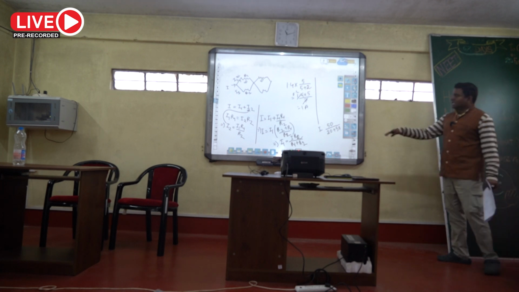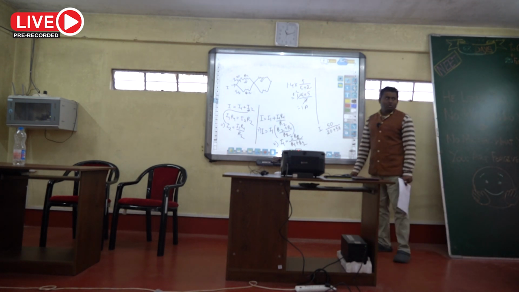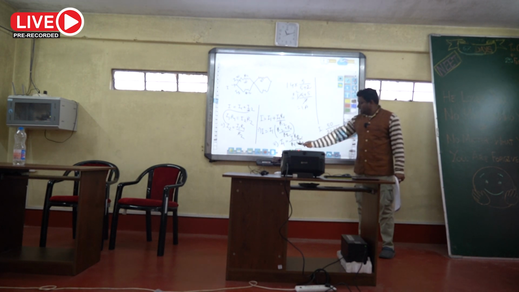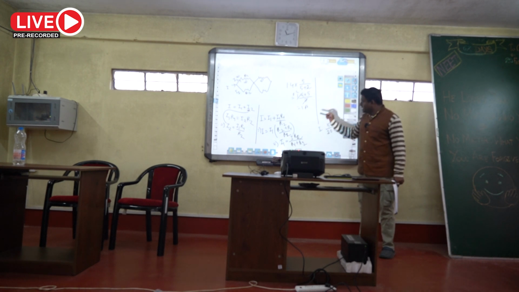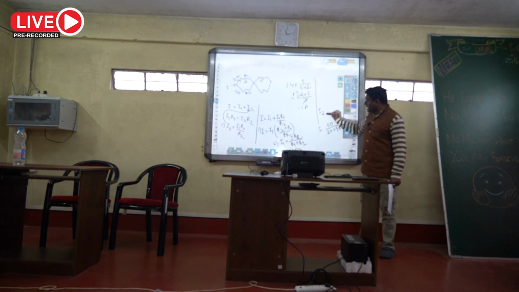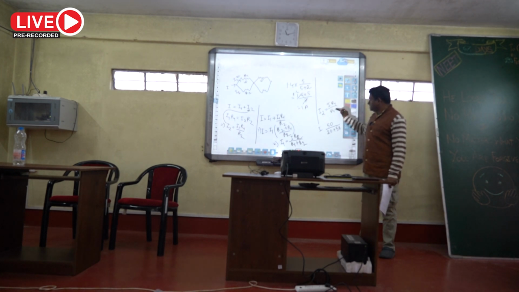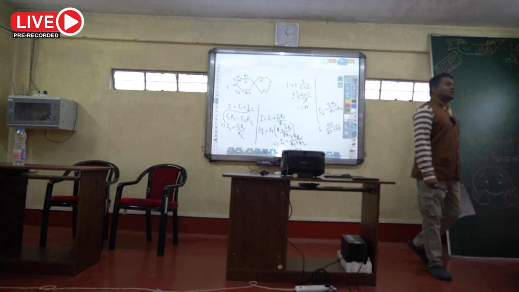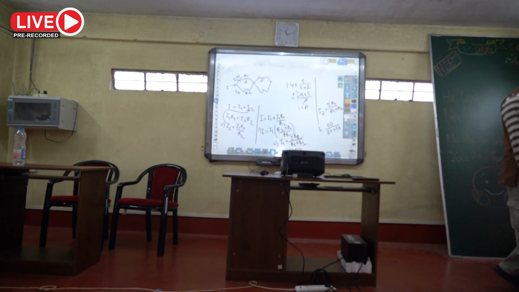So whenever this type of problem comes in parallel combination, you can always write that I1 will be equal to I into R2 divided by R1 plus R2, and similarly if you ask to calculate I2, then it will be I R1 by R1 plus R2. If you remember these two formulas, you can solve the problem easily without solving all these things.